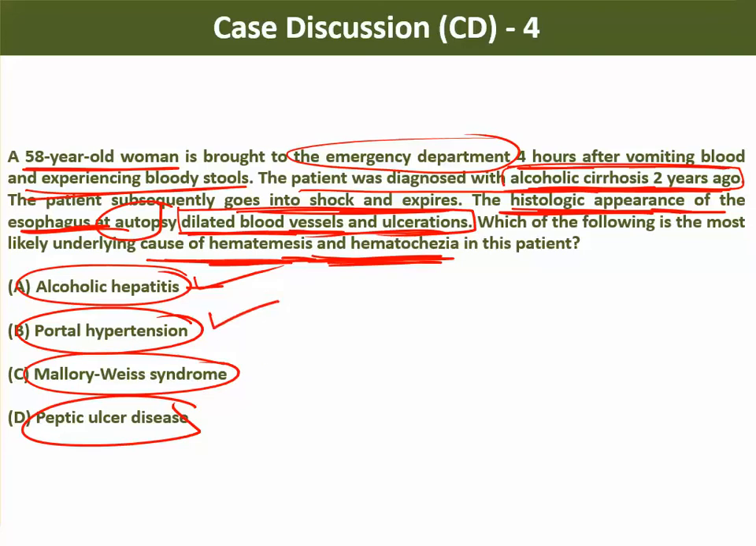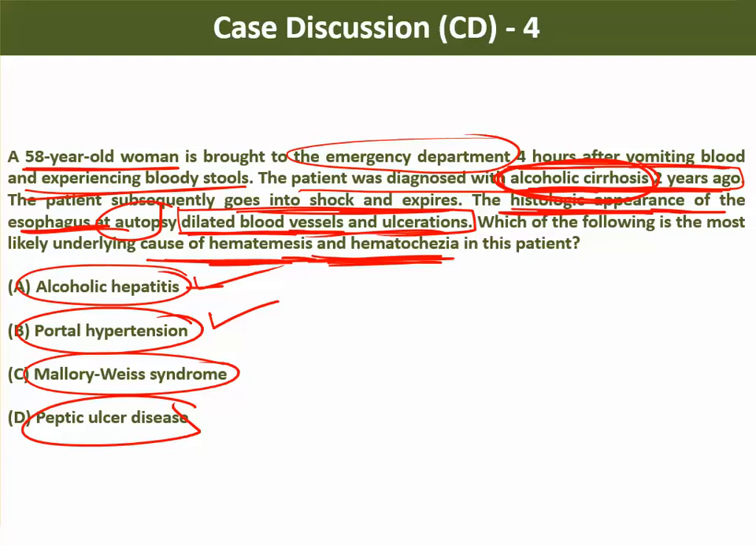Okay. So portal hypertension is a consequence of alcoholic cirrhosis. It is a complication of alcoholic cirrhosis. What are the things that can happen in portal hypertension? So splenomegaly can happen, ascites can happen. Okay, hydrothorax can happen because of the severe ascites. Esophageal varices. Okay, so one of the complications of portal hypertension is esophageal varices.